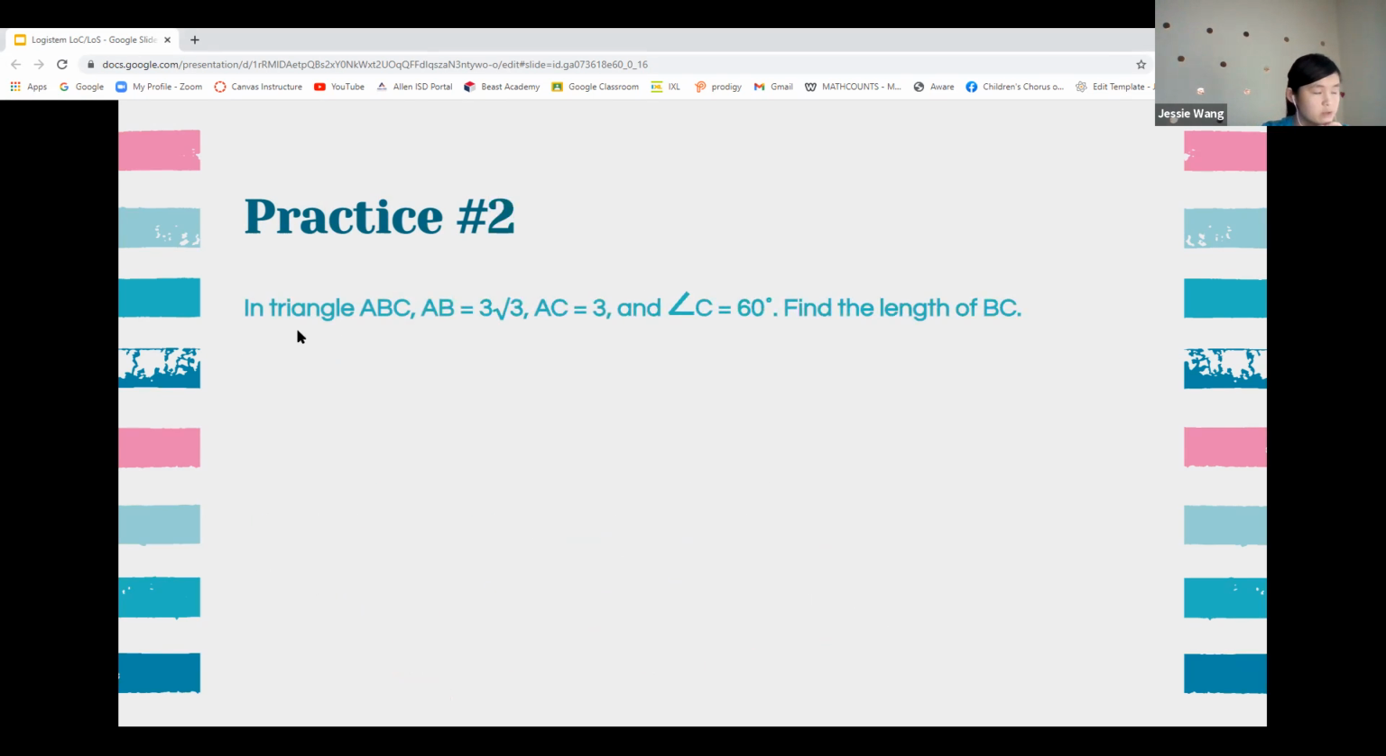So practice number 2. It says in triangle ABC, if AB equals 3 root 3 and AC equals 3, and angle C equals 60 degrees, find the length of BC. I'll give you guys a few minutes to solve this, and if we still need help, then I'll give you some hints.